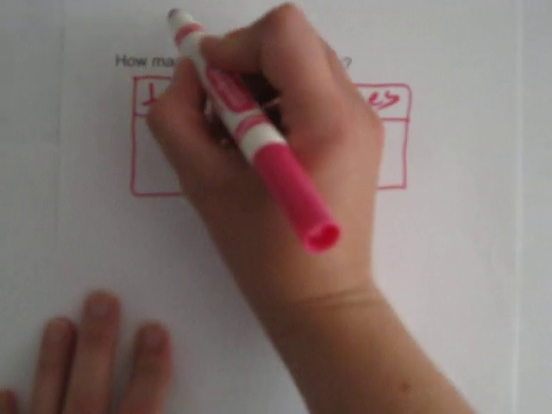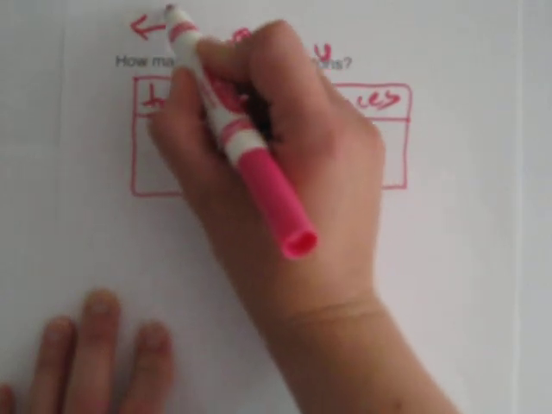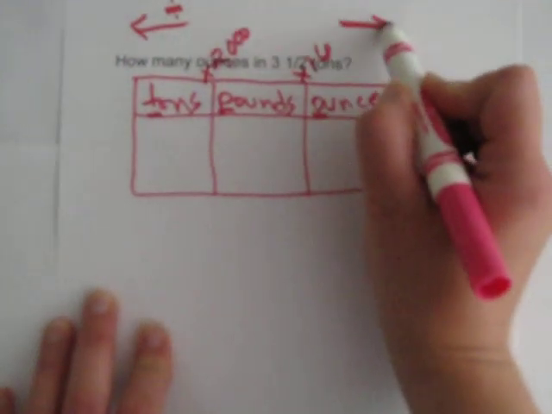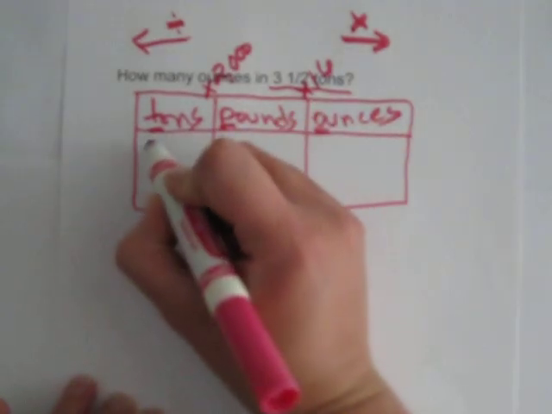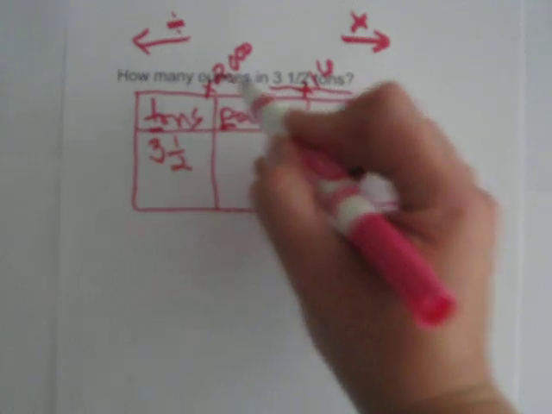Okay. Again, we know that if we move this way in our chart, we are going to be dividing. If we're moving this way, we're going to be multiplying. So now, looking back at the problem, we see the problem says 3.5 tons. So we're going to write under tons 3.5. And we are looking for ounces. That's what it's asking us for. So I'm going to put a circle over here, because that's what we want to find.